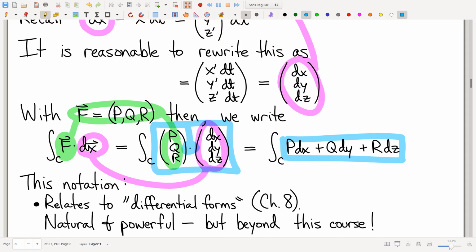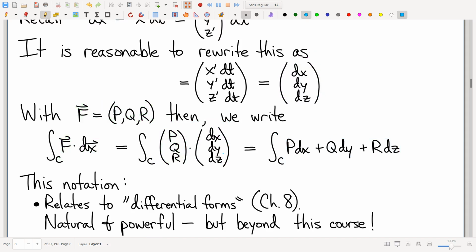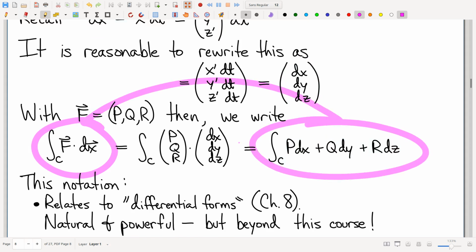Everybody with me? It's kind of just plugging in. So the upshot is what we have is a new notational option, and that is for a vector line integral, we can write it like this. And we've already seen a few different ways that you can write vector line integrals.